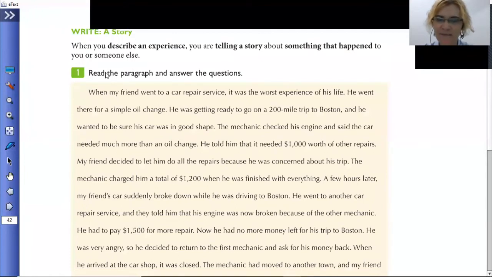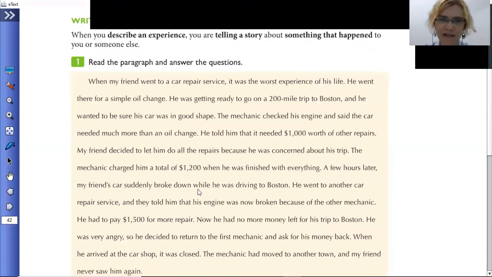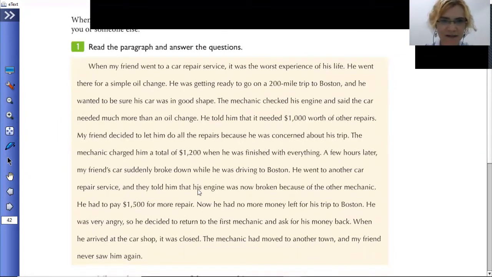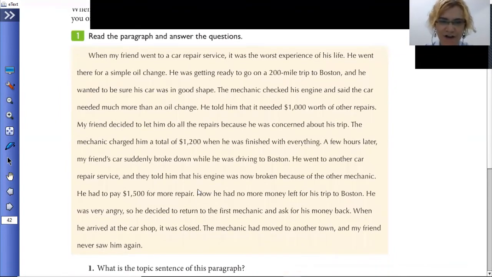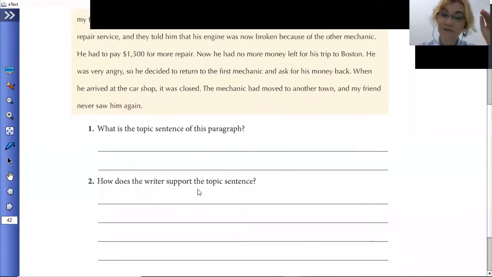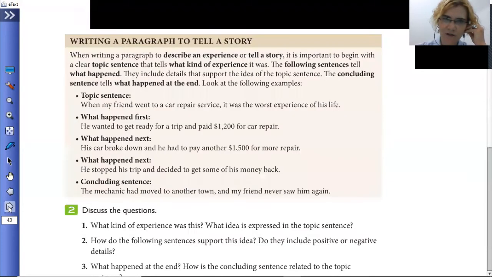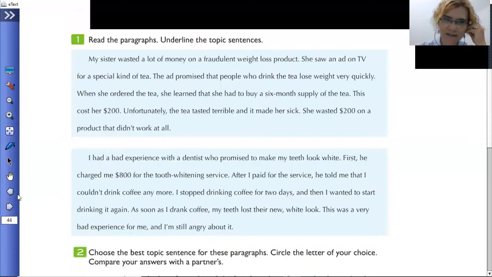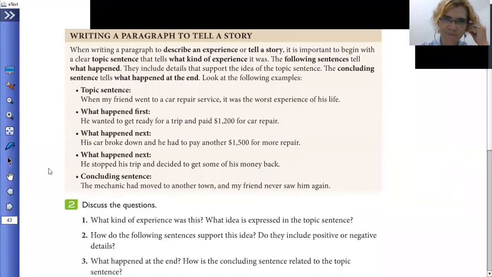Now, here it says when you describe an experience, you are telling a story about something that happened to you or someone else, right? So this is an example. Read the paragraph, and then you would have to answer the questions. But this is really an example of a descriptive paragraph. And then you see it refers to a topic sentence. Basically, same thing as what we did last unit. Topic sentence, supporting sentences, which are the main points or details, and you got your concluding sentence, right? And so basically, this paces through it to give you an idea. So you're writing a paragraph to tell a story.